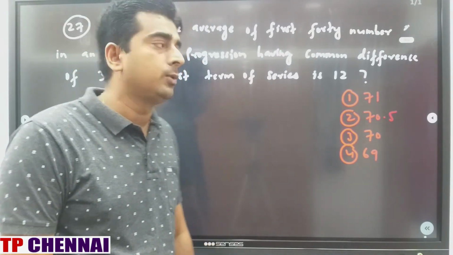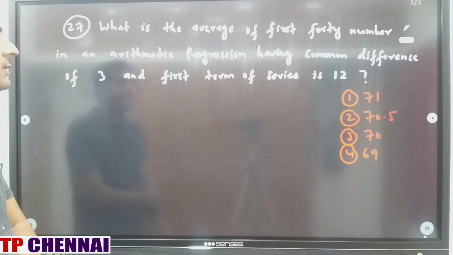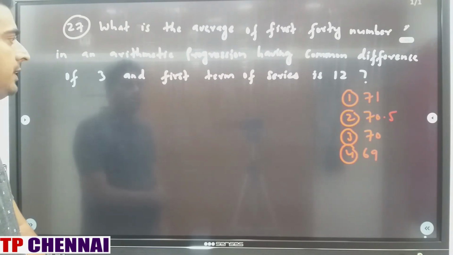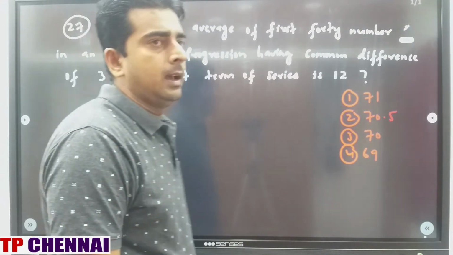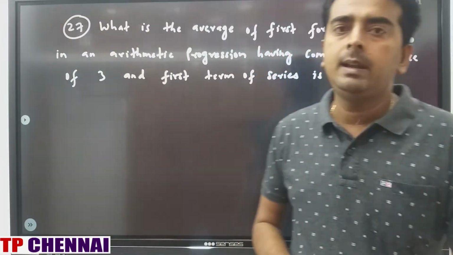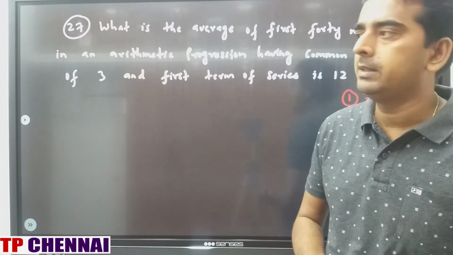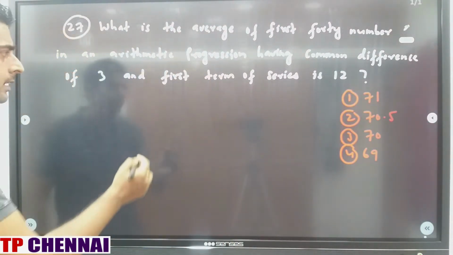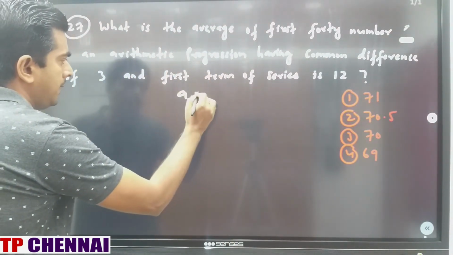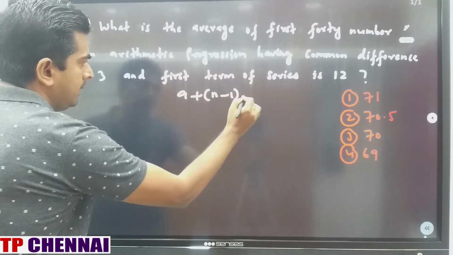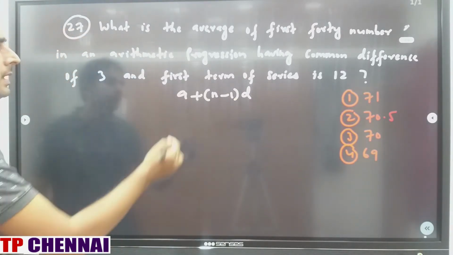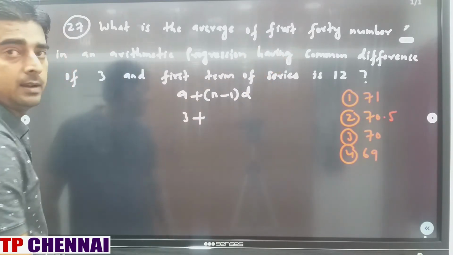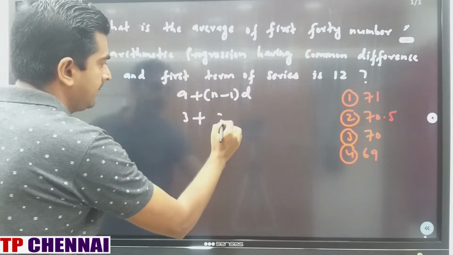Now we'll see 27th one. What is the average of first 40 number in an arithmetic progression having common difference of 3 and first term of the series is 12? Arithmetic progression, right? What is the formula of arithmetic progression? Sum of n term of series a plus n minus 1 into t, right? A plus n minus 1 into t, where a is the first term. A, what they have given you? 3. How many number of terms are there? 40. 40 minus 1, 39.